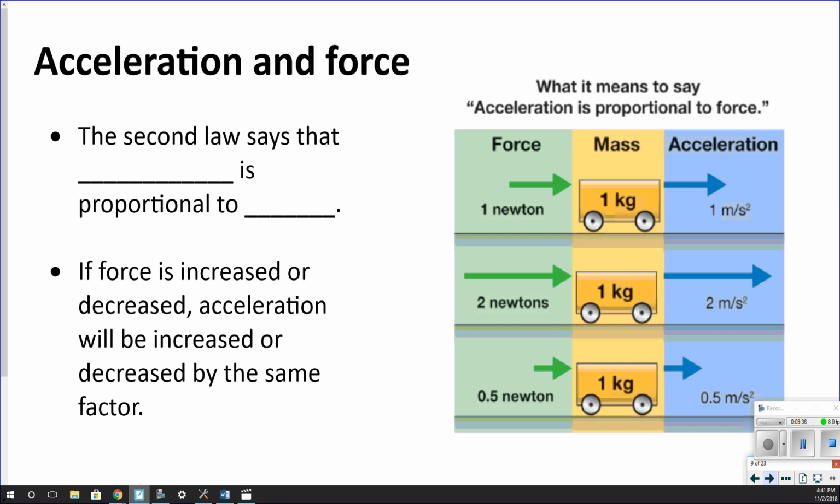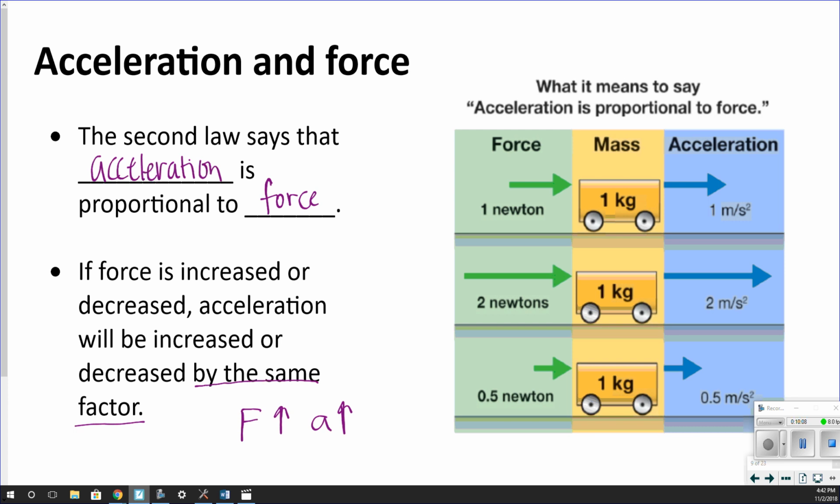Here, we're going to talk about acceleration and force. So the second law says that acceleration is proportional to force. So if force is increased or decreased, acceleration will be increased or decreased by the same factor. So as force increases, acceleration increases. And the key thing is by the same factor.